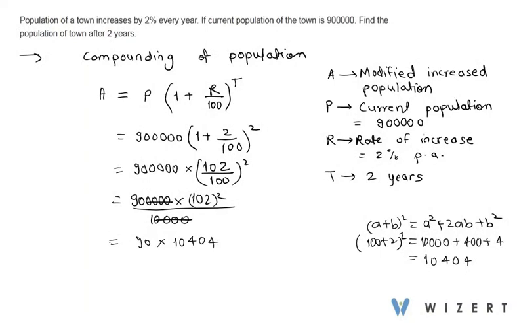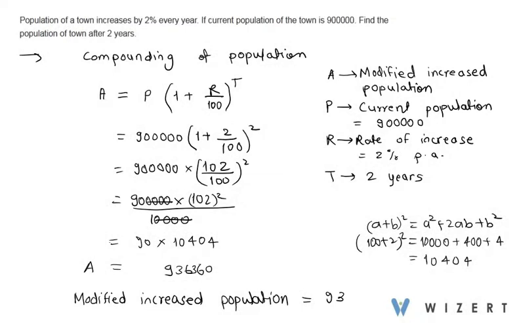So let's see, that will be 9 fours are 36, 9 fours are 36, 9 ones are 9. So the modified population, increased population will be 9,36,360. Modified increased population is equal to 9,36,360. This is the answer.